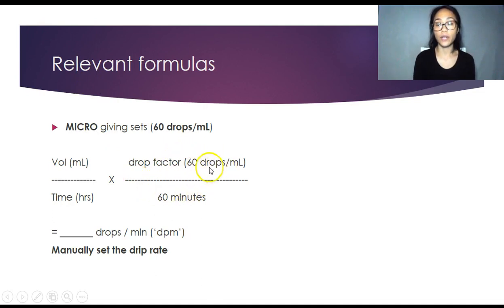Now, micro giving set formulas only change with regards to the drop factor, which is 60 drops per 1 mil. You still need volume in mils divided by time in hours, the drop factor, which is 60 over 60 minutes. Again, this bottom denominator formula gives you time in minutes. Usually with micro giving sets, because it's 60 drops per mil over 60 minutes, these cancel each other out, and it ends up being just volume in mils divided by time in hours. And that will give you, again, drops per minute. Gravity sets are always drops per minute and require the nurse to manually set the drip rate.